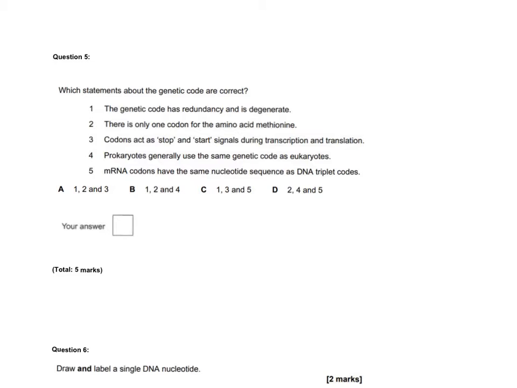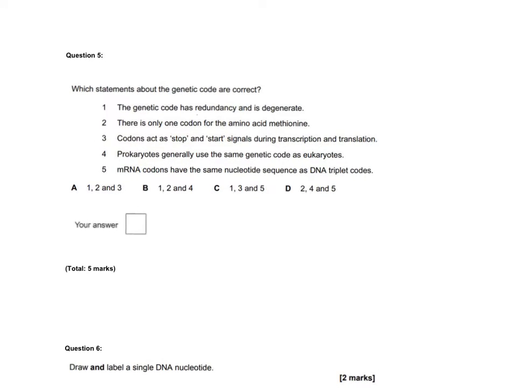Okay, in question 5 we need to read all these statements. So genetic code has redundancy and is degenerate. I think this term might have just confused people a little bit. Those two things mean pretty much the same thing. Okay. There's only one codon for the amino acid methionine, that's the start codon, so 1 and 2 are correct.